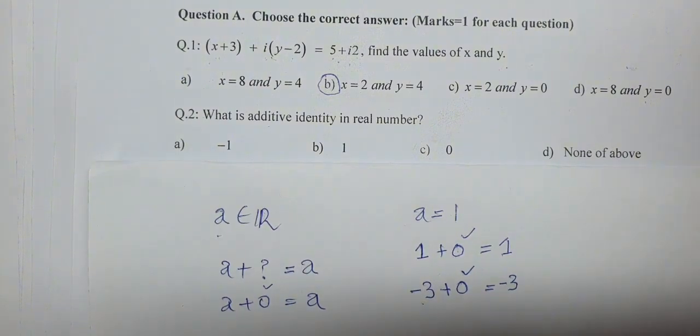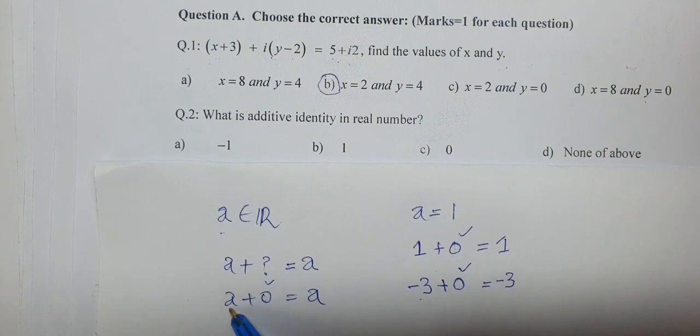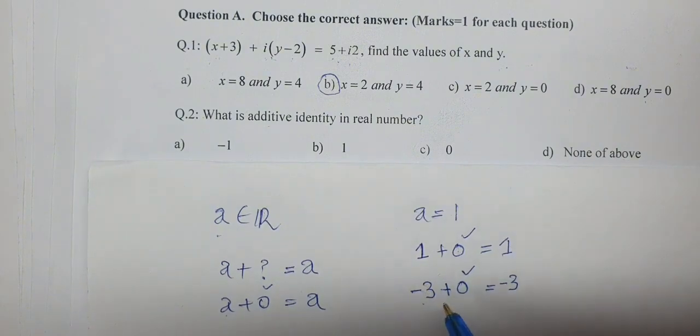So in real numbers, in general, 0 is the additive identity, because whenever we add 0 to any number, it returns the same number. It doesn't affect that number; it leaves the number unchanged.